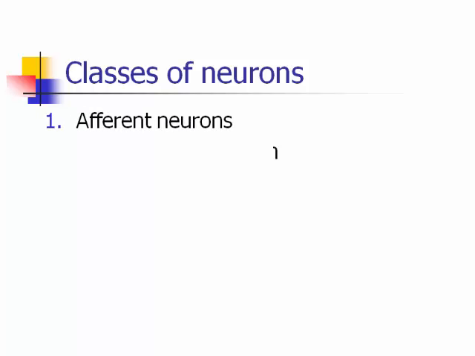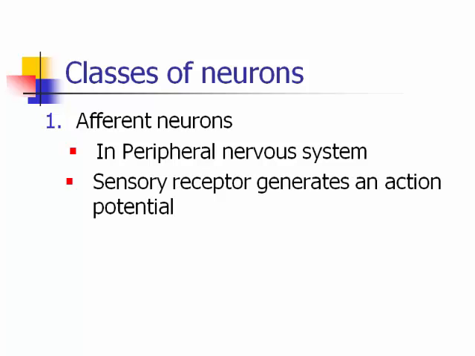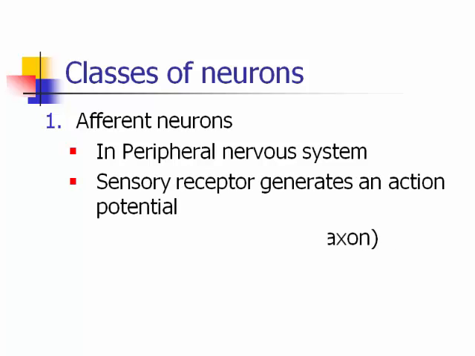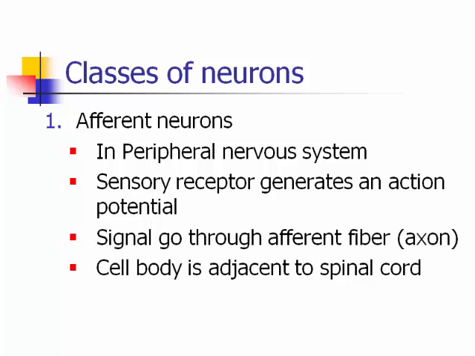Classes of neurons that we just saw in the picture. The afferent neurons are in the peripheral nervous system. They have sensory receptors that generate an action potential. The signal goes through an afferent fiber where it's going to go through the cell body, which is adjacent to the spinal cord, and it ends at the spinal cord.